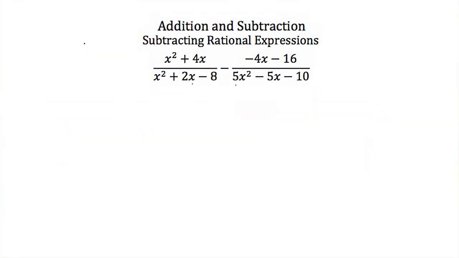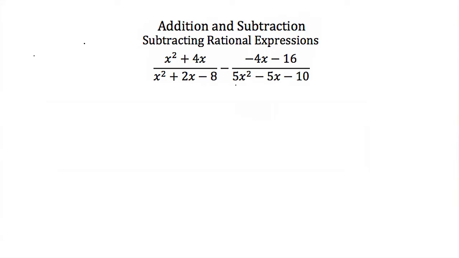So now let's try subtracting rational expressions. Here we have two rational expressions, and before we can subtract them, we have to get them to have a common denominator. Now to find the common denominator, we're going to have to find the least common multiple of both of these denominators. Now the easiest way to do this is first to factor both of these denominators.